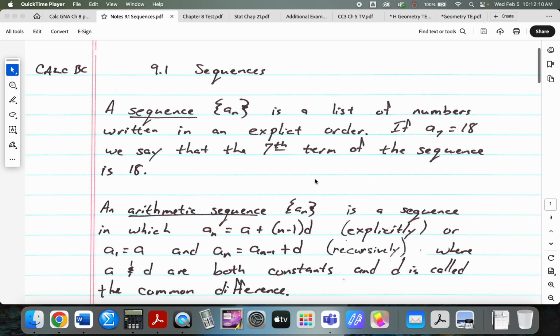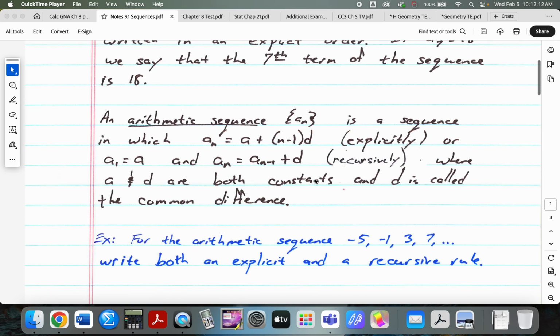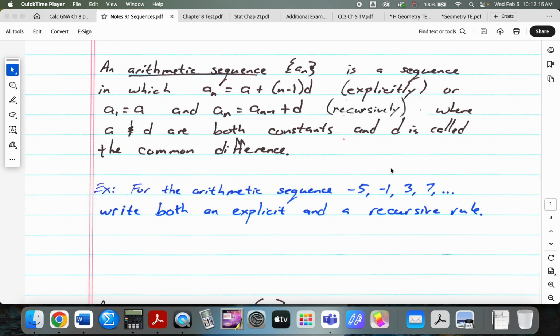Okay? There are 2 kinds that we're going to look at today specifically. The first one is an arithmetic sequence. And an arithmetic sequence, A sub n, is a sequence in which A sub n is equal to A plus n minus 1 times d. And that's if you're writing it explicitly. Or A sub 1 is equal to A, and A sub n is equal to A sub n minus 1, meaning the previous term, plus d. Where A and d are both constants, and d is called the common difference.